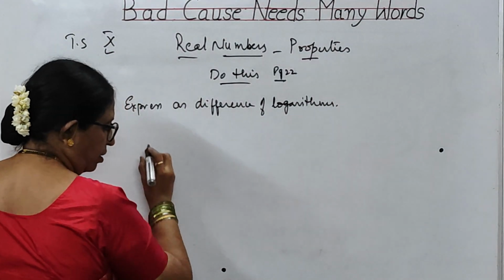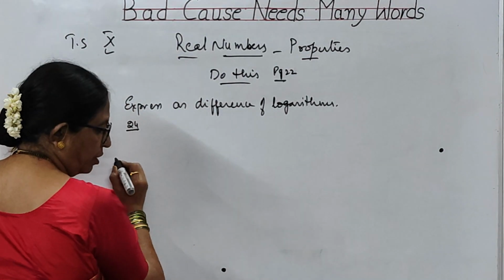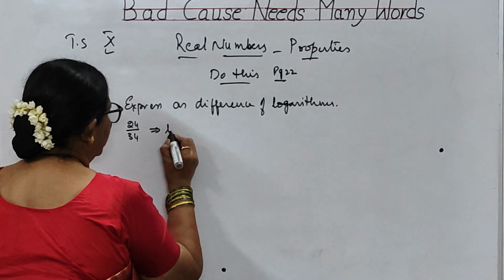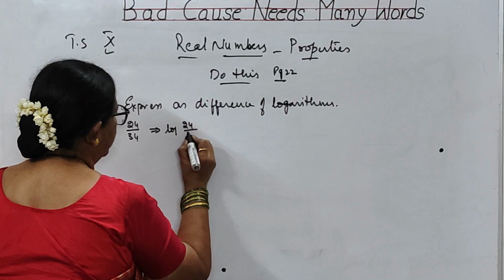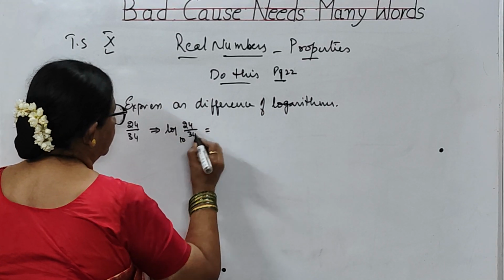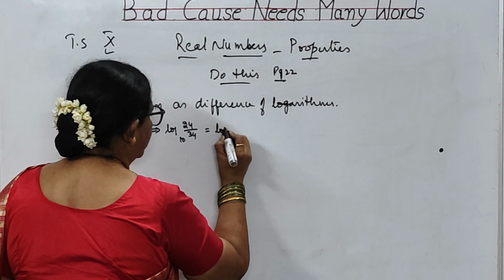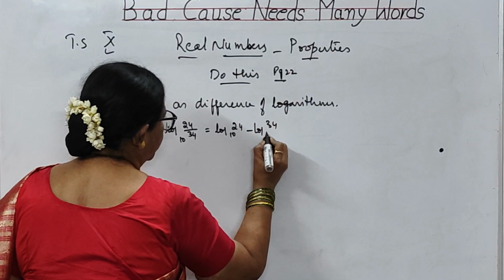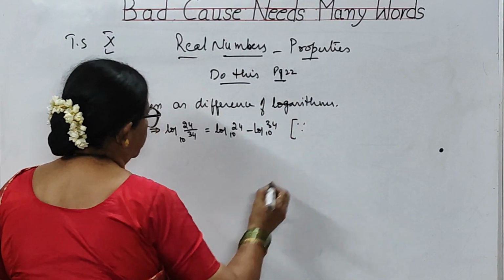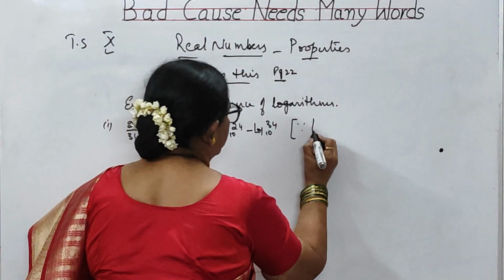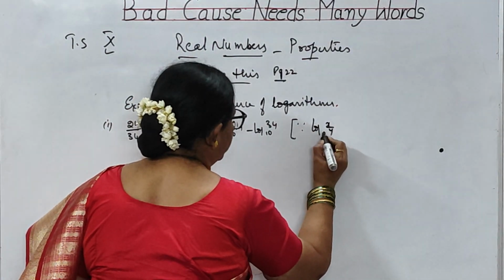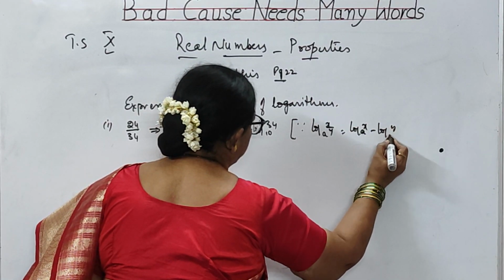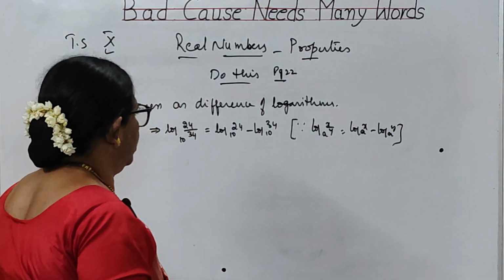The first one is 24 by 34. You can write it as, this implies log 24 by 34 to the base 10 is equal to log 24 to the base 10 minus log 34 to the base 10. Why are you writing it? Because log x by y to the base a is equal to log x to the base a minus log y to the base a. Basing on this rule, you have done this.